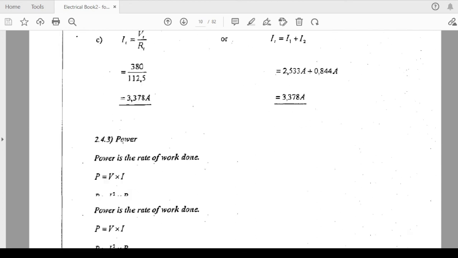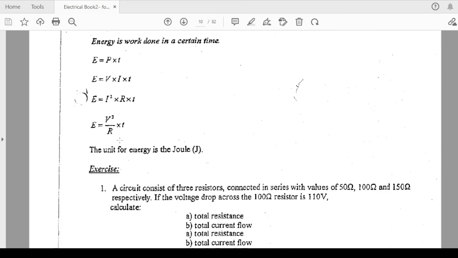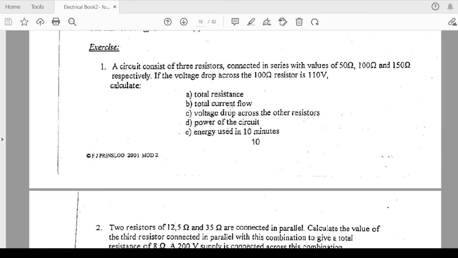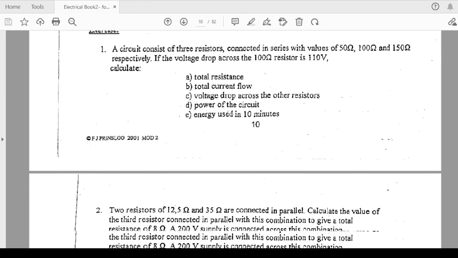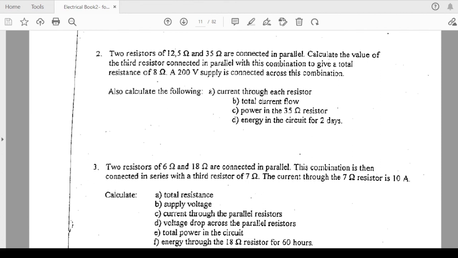Then the same question, they're asking you to calculate the total current flow. It's a parallel connection. So if you need total current flow, the only way you can do it is knowing the total voltage. Where is that? Total current flow. First, A: current through each resistor. When we come to a parallel connection and you want current through each resistor, you must independently work with each resistor by working with I equals V over R.